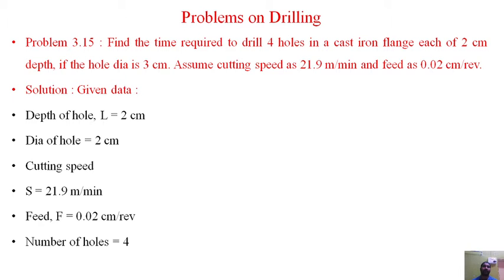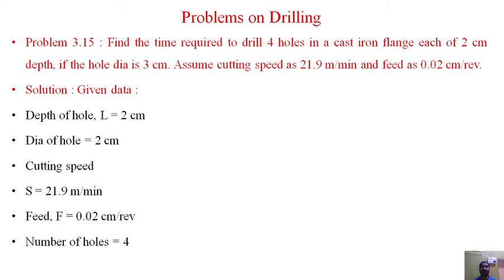So next problem is the problems on drilling. Find the time required to drill the 4 holes in a cast iron flange each of 2 centimeter depth. If the hole dia is 3 centimeter, assuming cutting speed as 21.9 meter per minute and feed 0.02 centimeter per revolution. So you need to find the time required for drilling 4 holes.